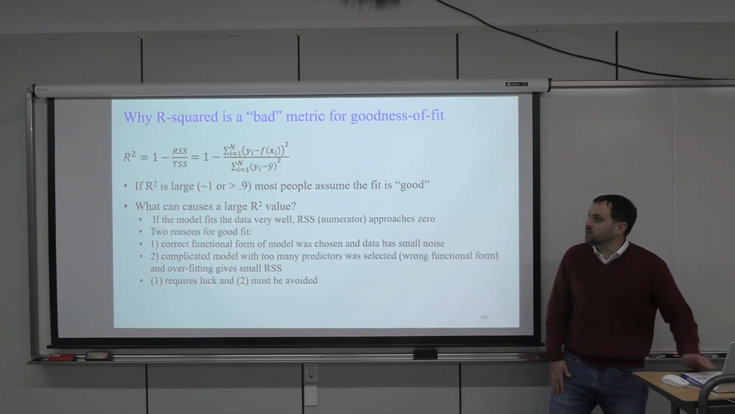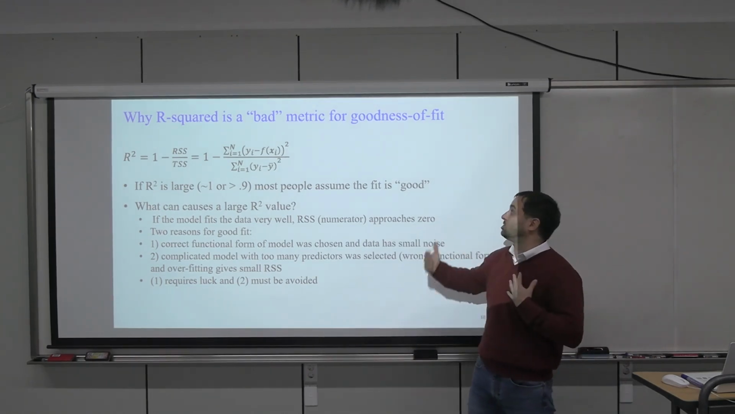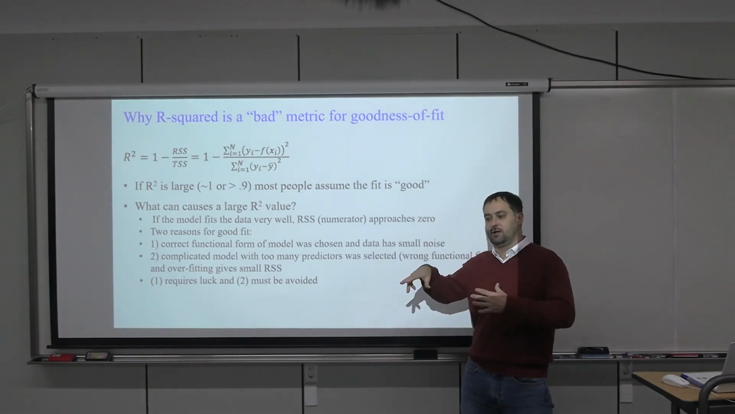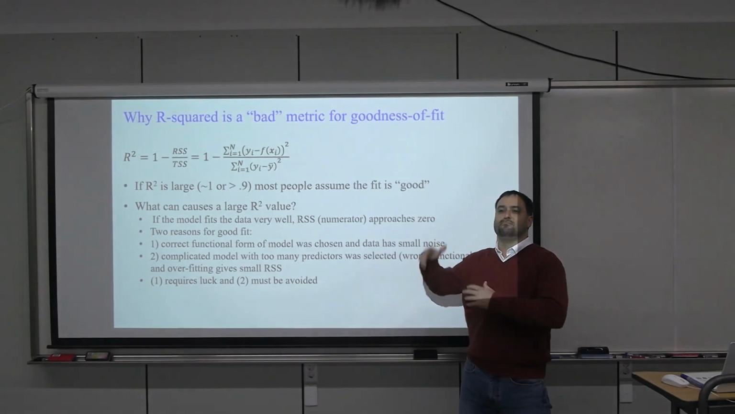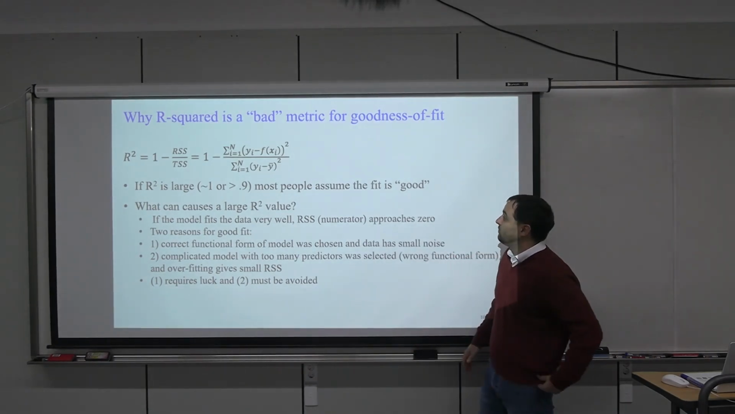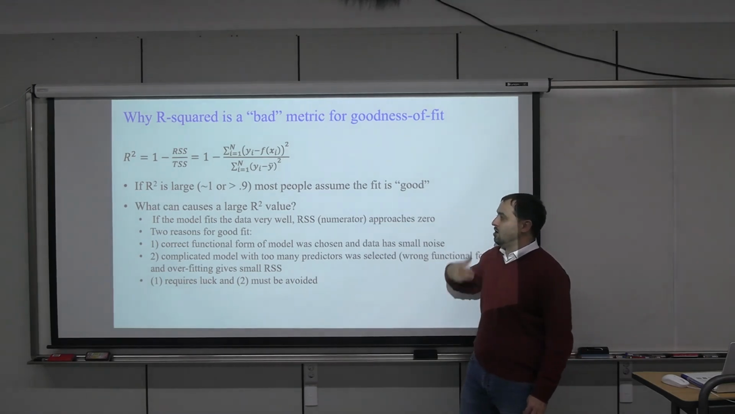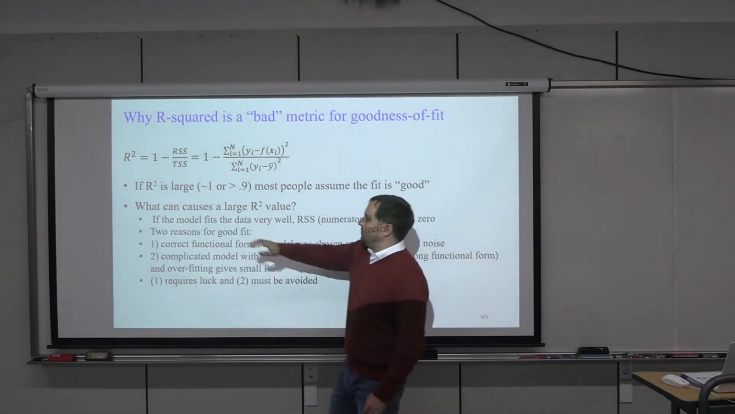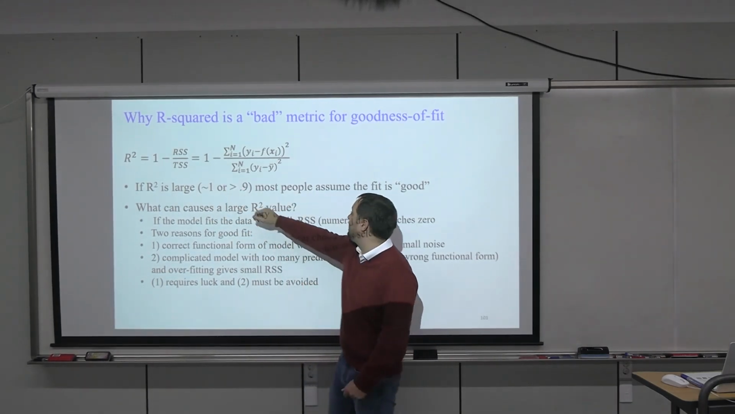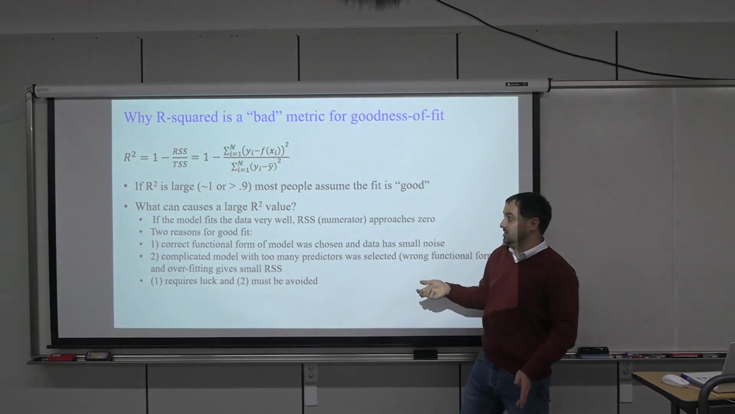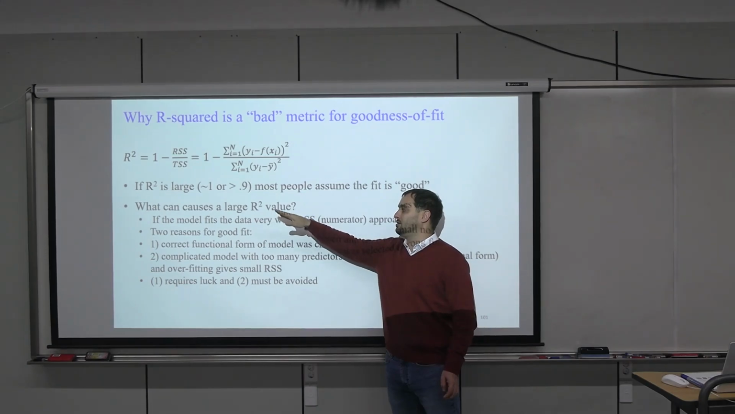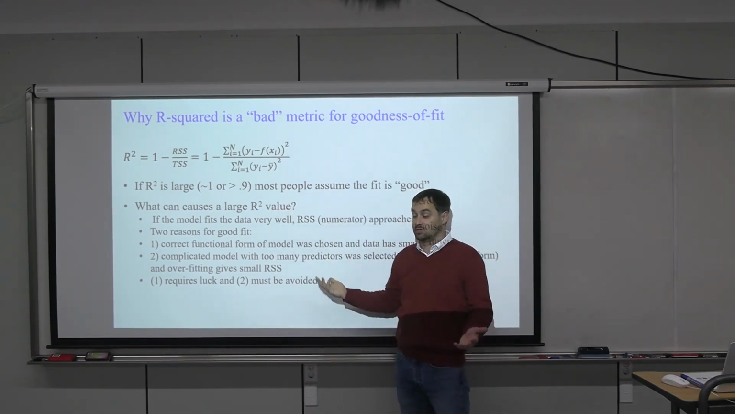And so, generally, I consider R squared a bad metric for goodness of fit. In fact, I usually think it's a terrible method, because I have experienced more often than not that it's misapplied and used to justify a bad model or to eliminate a good model. So first, why do I consider R squared a bad metric? If R squared is large, let's say approximately equal to 1 or greater than 0.9, most people will assume the fit is good. And so then we have to ask, what can cause a large R squared value?